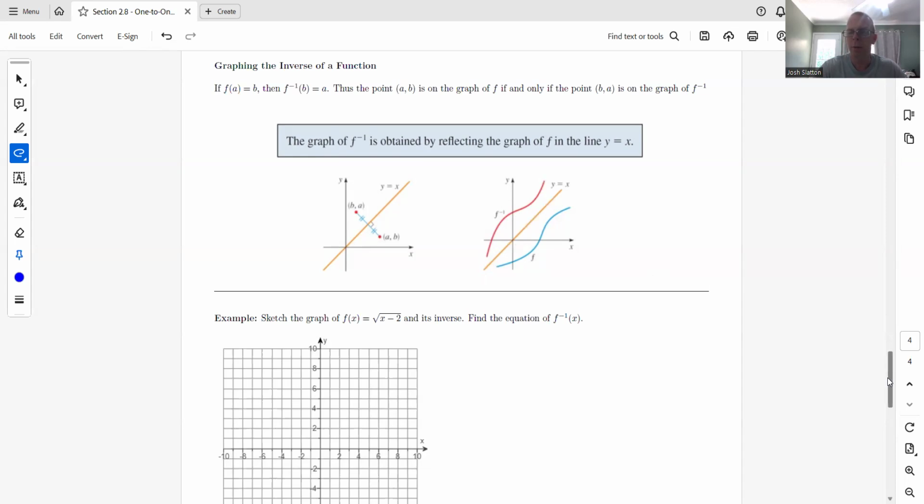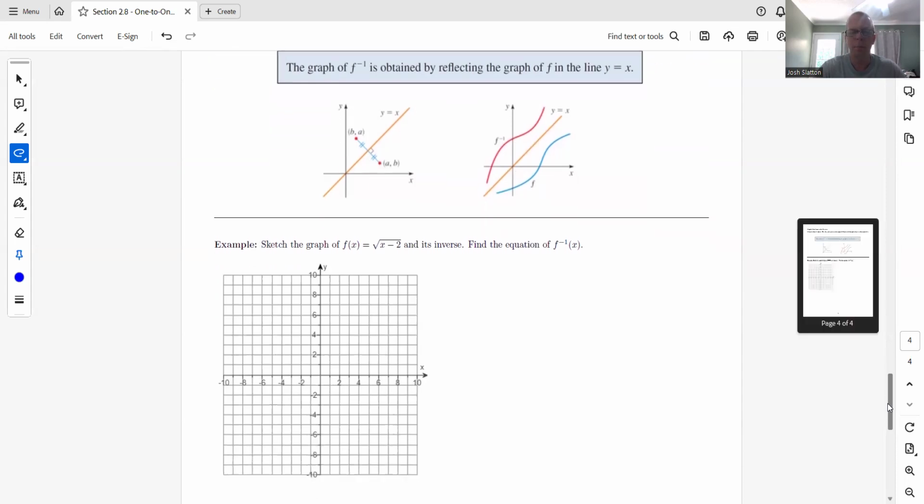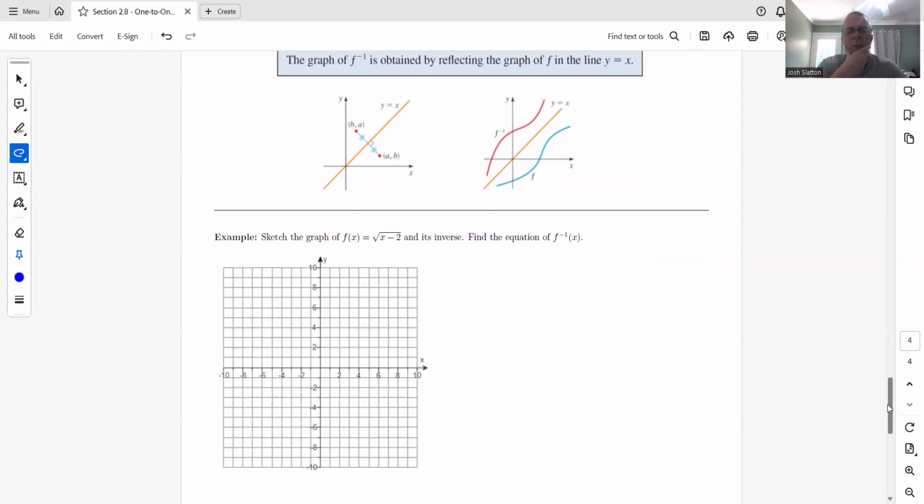So this problem: sketch the graph of f of x equals square root of x minus 2 and its inverse. And so we talked about transformations recently. And so how is this one translated? So the square root of x, you should know, just looks like that. And so how is this translated? It is translated 2 units to the right.